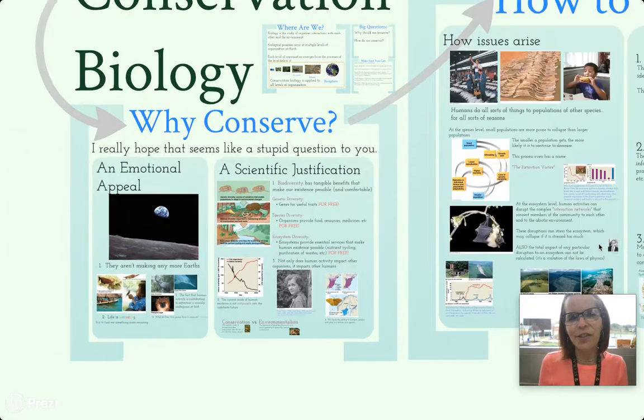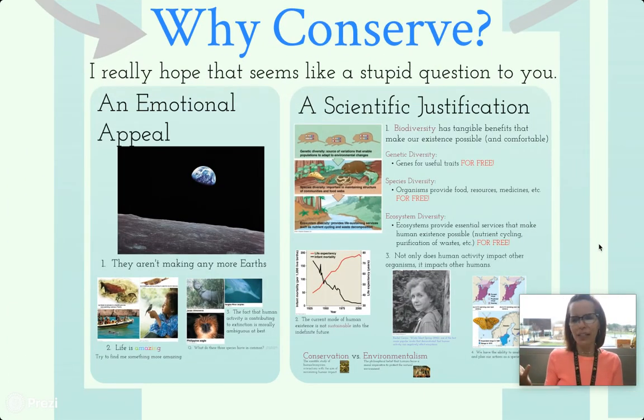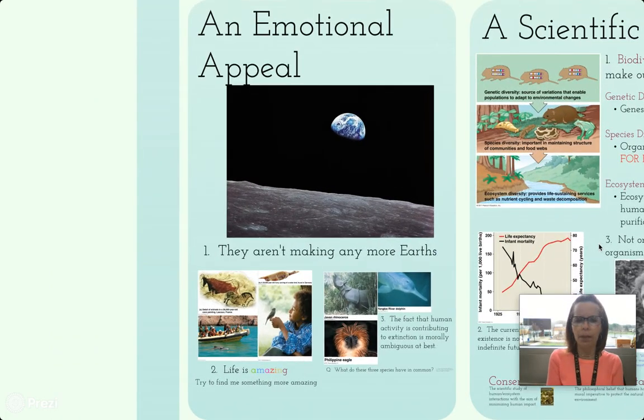All right, so why conserve? There are two kinds of appeals. We can appeal to your morality and your emotions. We can appeal to your science. And I think both of them are legitimate appeals. Now, I didn't make this Prezi, just to be clear, but I'm going to share what this author wrote: they aren't making any more Earths.